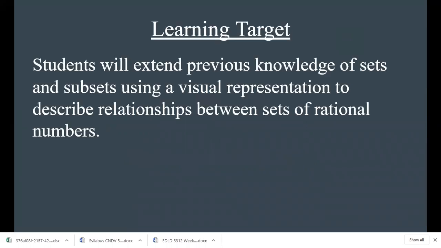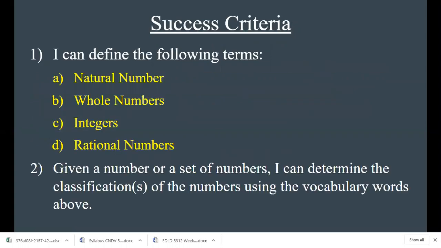As always, we want to start with the learning target. The learning target for today reads as such: students will extend previous knowledge of sets and subsets using a visual representation to describe relationships between sets of rational numbers. The success criteria, which again lets you know that you are on the correct path to success, reads as such: you will know that you are successful when you can define the following terms.